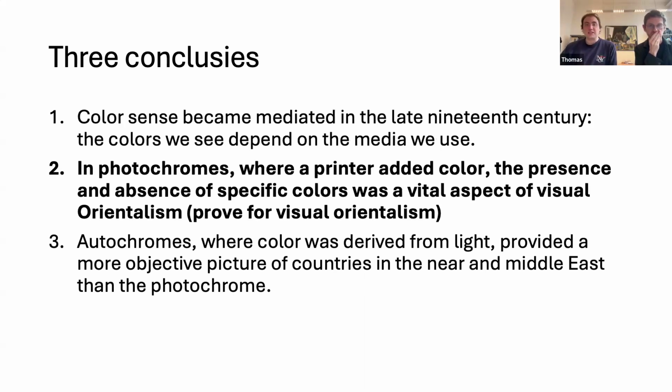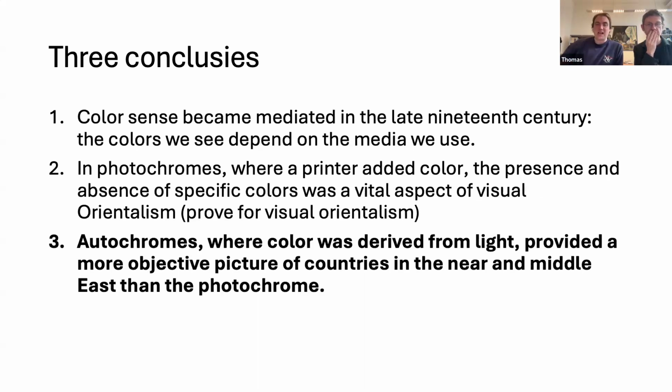So the second conclusion is that in photochromes, where a printer added color, the presence and absence of specific color was a vital aspect of visual Orientalism, right? So this conclusion, or this performance of our classification algorithm, is in fact empirical proof for visual Orientalism, right? So the influence of aesthetics on visual Orientalism. This was a theory, and now we have proof for it, and that's at least what we think that we did.